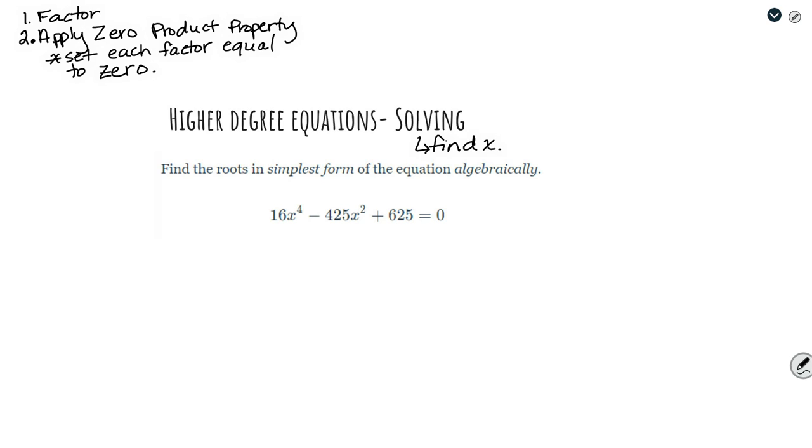Okay, so let's try factoring. First of all, I'm going to check for a greatest common factor. 16, 425, and 625 do not have any common factors, and not all terms have an x, so there's no greatest common factor, unfortunately. So we've got some big numbers we're going to have to work with, but we're smart, we can do it. So I've got 3 terms. I'm going to break these 3 terms into 2 trinomials.